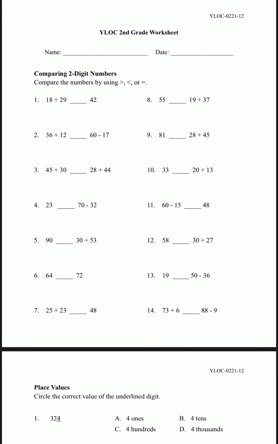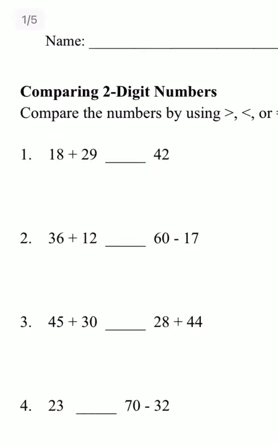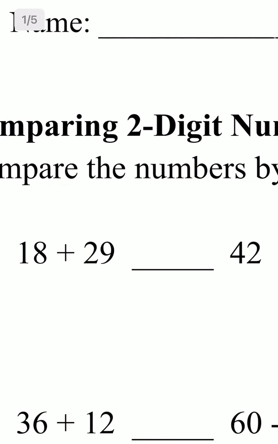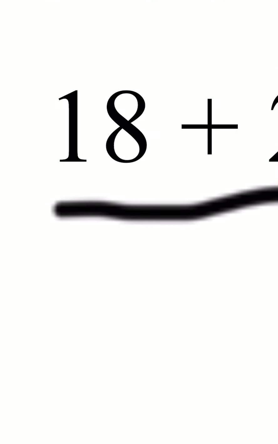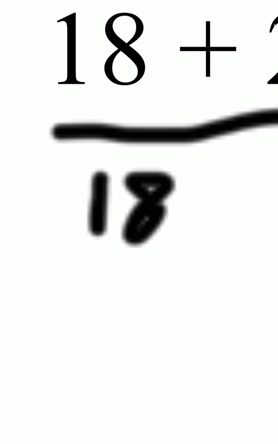Hello, today we're going to work on lesson 12, and we're going to first compare two-digit numbers by using greater than, less than, or equal to. Let's look at number 1. So we have 18 plus 29 and 42. We need to first add the numbers, which are 18 and 29.